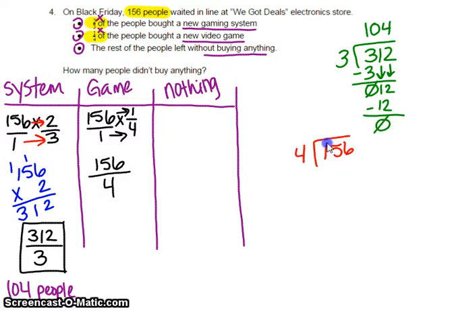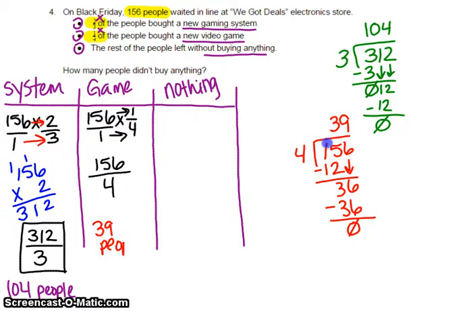4 goes into 15 3 times, and that gives me 12. And then I know that 5 minus 2 is 3, and 1 minus 1 is just 0. Go ahead and bring down that 6. 4 goes into 36. Well, I think it's 9 times. So I know that 9 times 4 gives me 36, and I'm left over with no remainder. So I know that 39 people are going to buy a new game system.